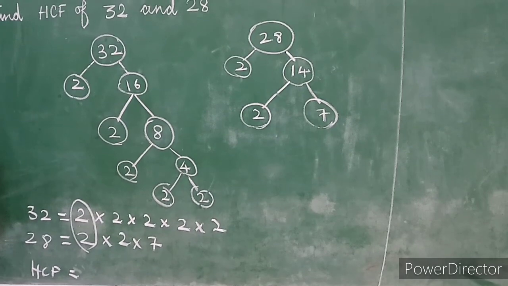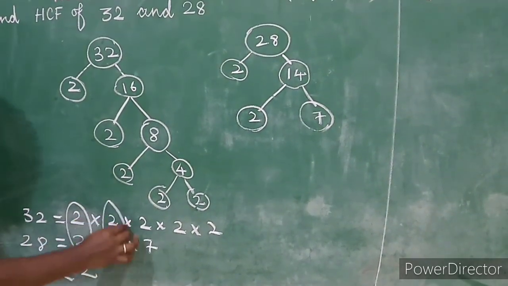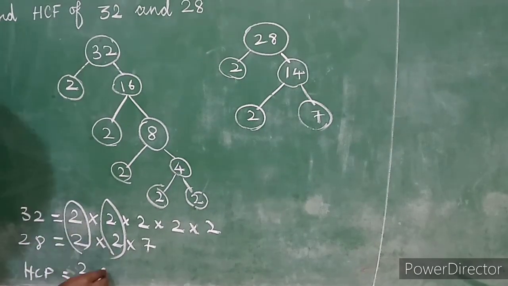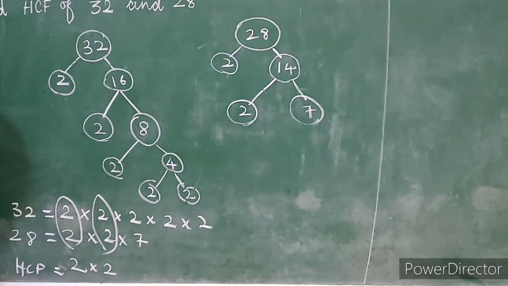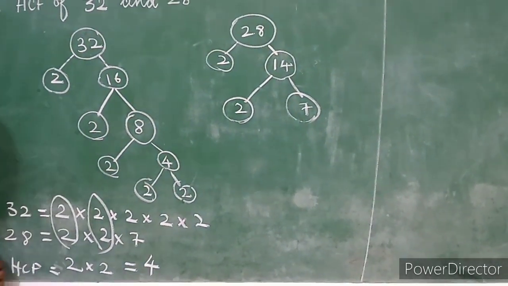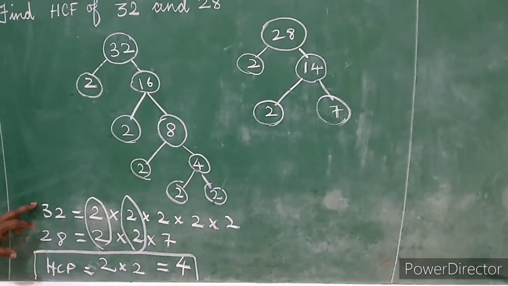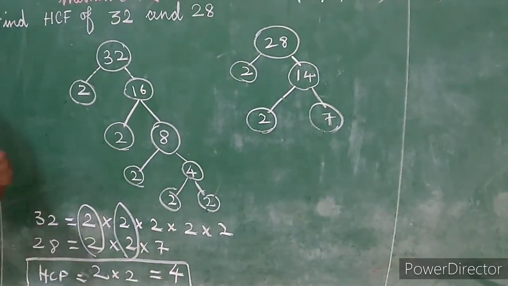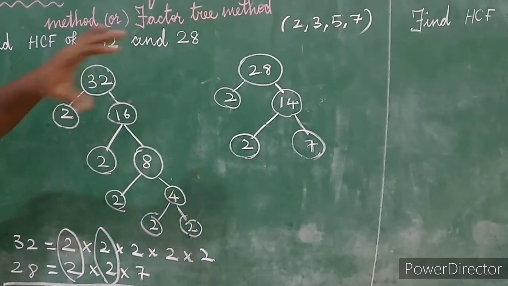What are common among them? These 2 2's are common. So take one 2 instead of those 2's. Again these 2 2's are common. Instead of those 2 2's you can take one 2. Nothing else is common. So multiply these two. 2 2's are 4. So 4 is the HCF of 32 and 28. 32 and 28 will be divisible exactly by 4. 4 is the highest common factor of 32 and 28.